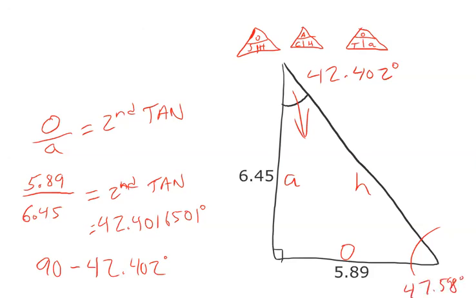Which is 47.598. That's hard to read, but that's okay. And then I can double check my math. I could also use Pythagoras to find the hypotenuse, and then I could use any function because I've got all three sides of the triangle. I can use sine, cosine, or tangent, whichever one I think is the most fun.